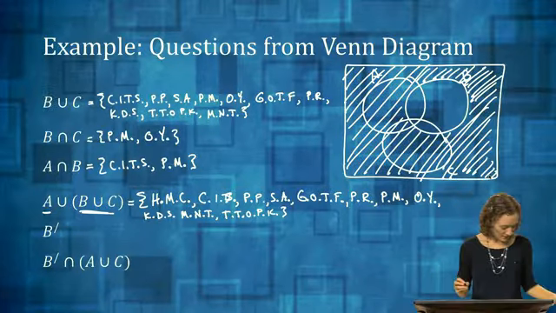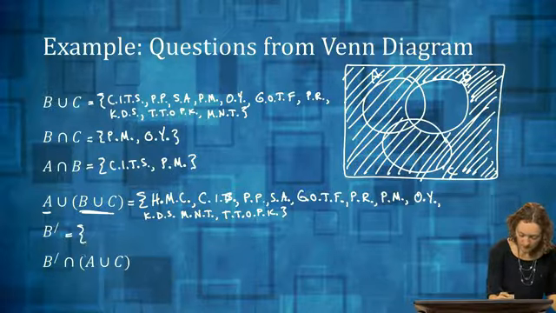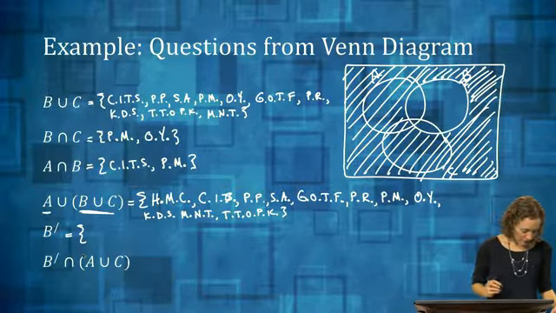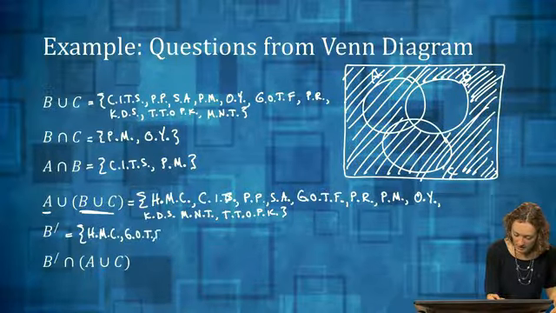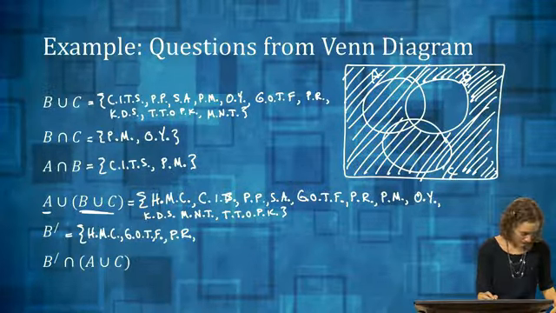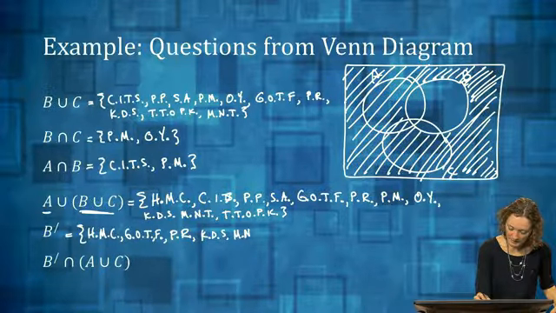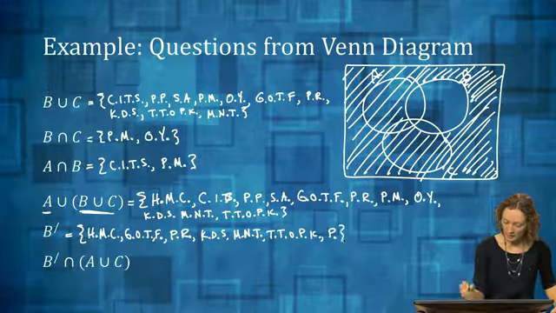So there's B complement. So all items that fall outside of the circle or fall in the shaded region. So we have Howl's Moving Castle, Grave of the Fireflies, Porco Rosso, Kiki's Delivery Service, My Neighbor Totoro, The Tale of Princess Kaguya, and Ponyo.